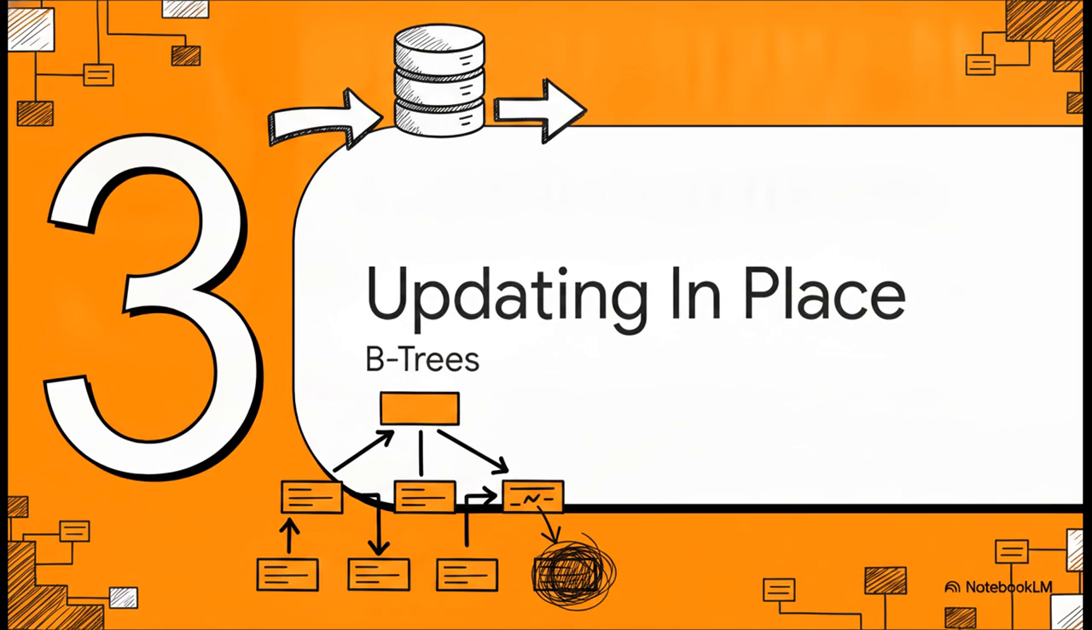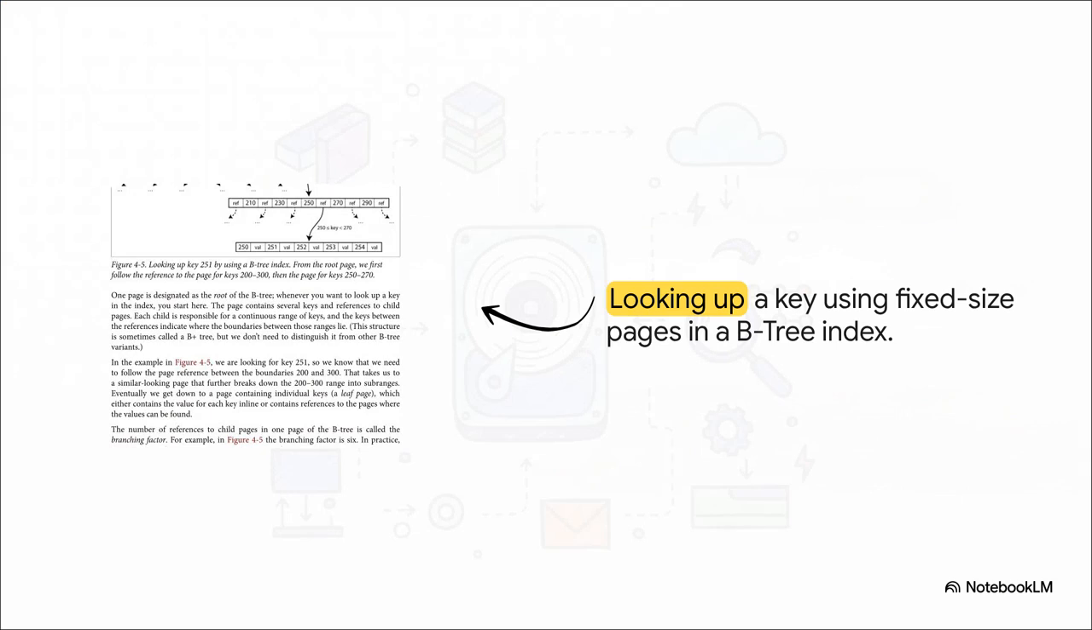Okay, but what if we don't want to continually append data and merge files in the background? Enter Section 3, Updating in Place, B trees. What if we just want to update the data right where it lives on the disk? To build a predictable search path, the B tree takes a totally different philosophical approach. Instead of appending logs, it breaks the database down into fixed-size blocks, or pages, traditionally about 4 kilobytes in size. It forms a tree structure.